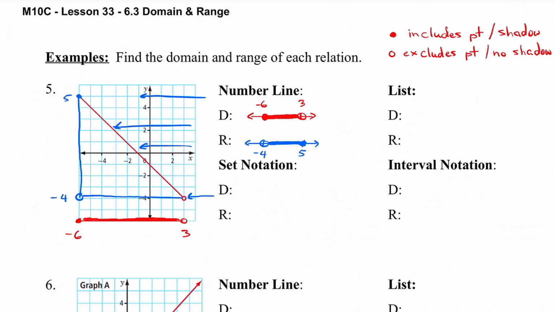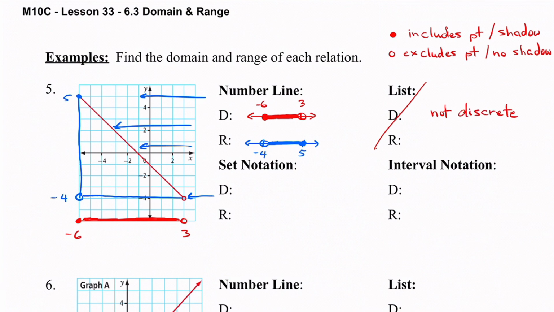So now that we have that, we can move on to our next one, which is a list. Now list, we said, wasn't good for something that was continuous. And this line that we have, it is continuous. There's no gaps. It's not dots. So we can't actually do a list.